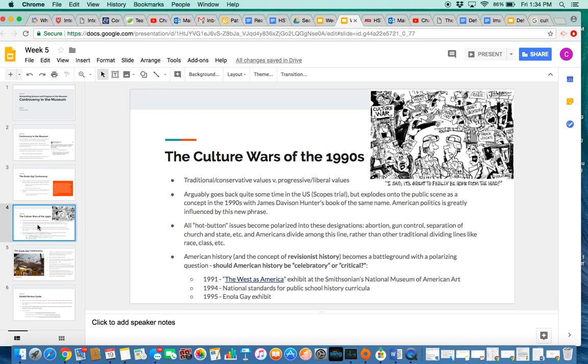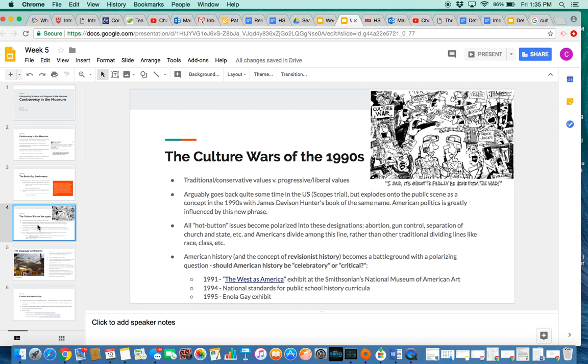So, one of the major contexts for what's going on during this Enola Gay controversy is that it's part of what's known as the culture wars of the 1990s. And we could make the argument that the culture wars never really ended. We can see some of these similar debates, as you can tell from the political cartoons, still being debated today. Prayer in schools, the influence of Hollywood on society, abortion, gun control, all of these things that we tend to still feel like there's two sides on.